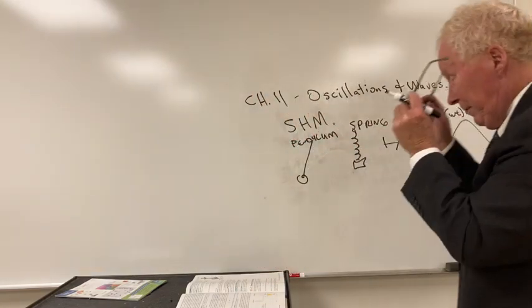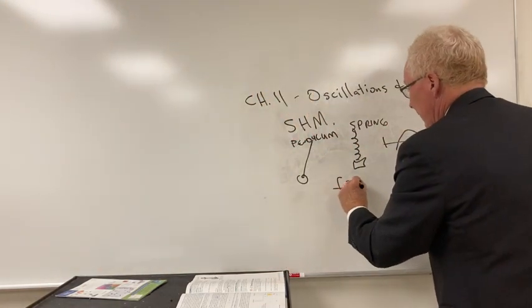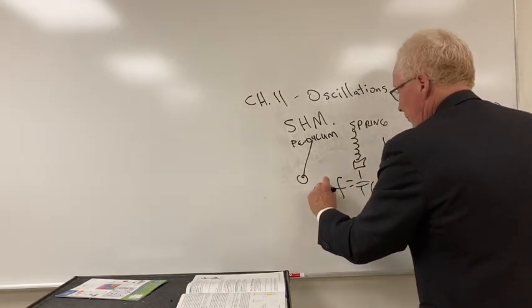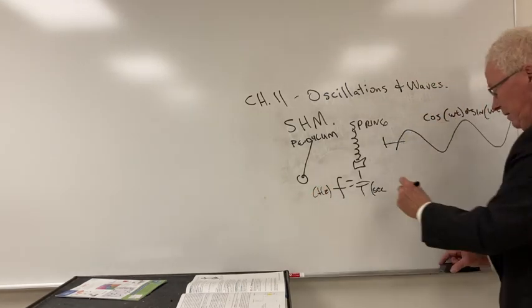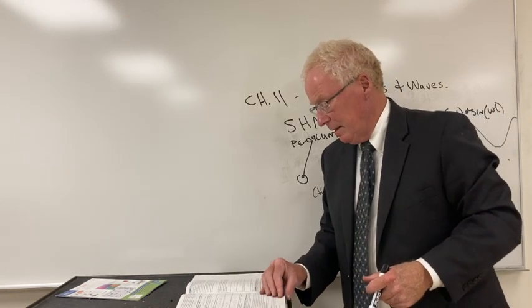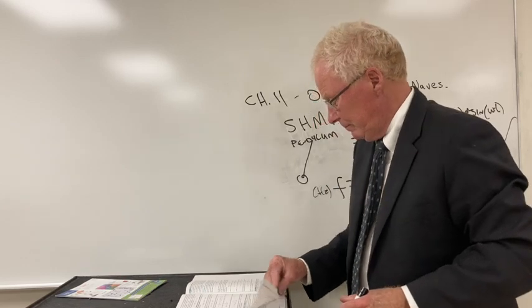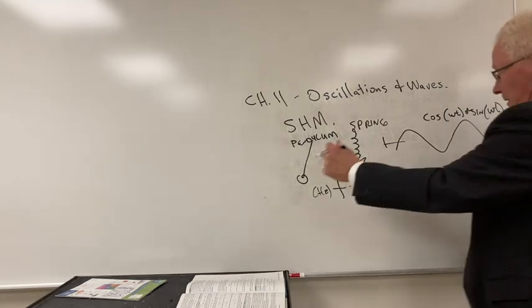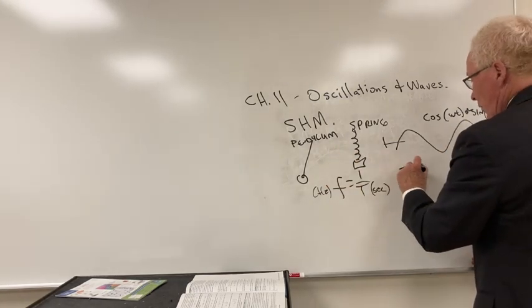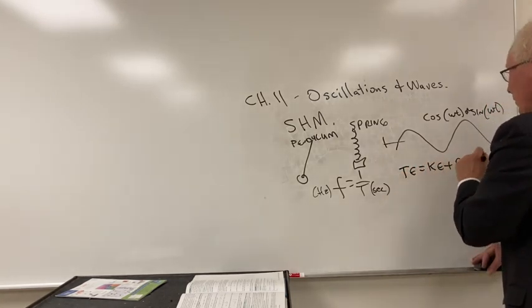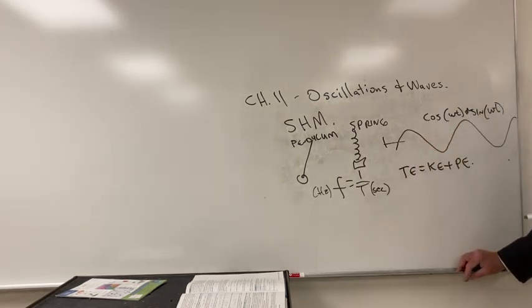All right, we define the frequency as 1 over the period, which will be in seconds. So this is in what we call hertz, cycles per second. Again, we look at the total energy. Both of these are generally conserved, so the total energy equals kinetic plus potential energy, which if you look at lab, I believe that was lab 8.